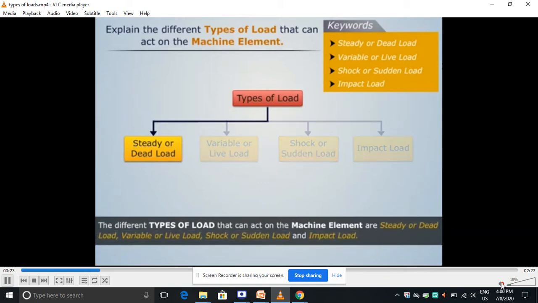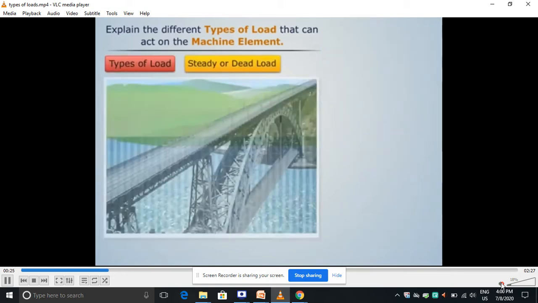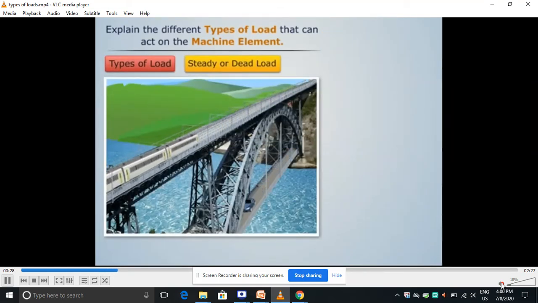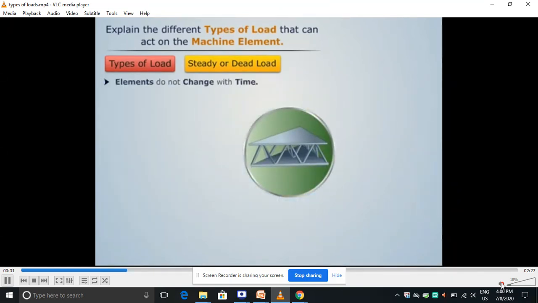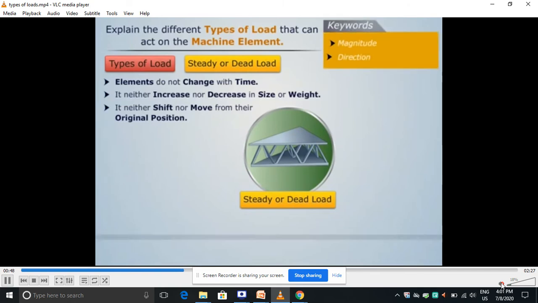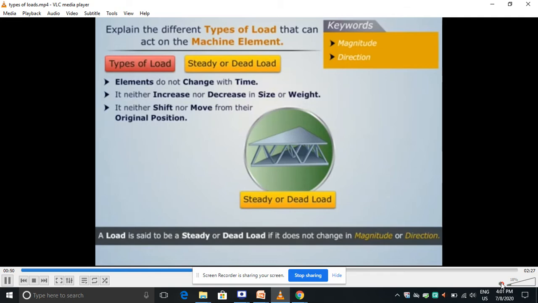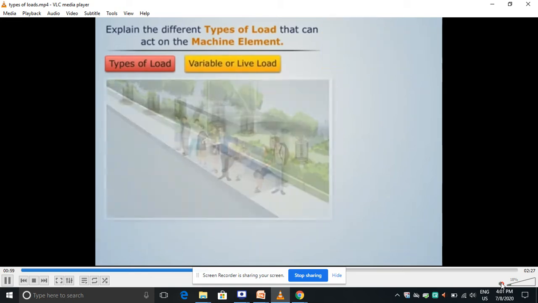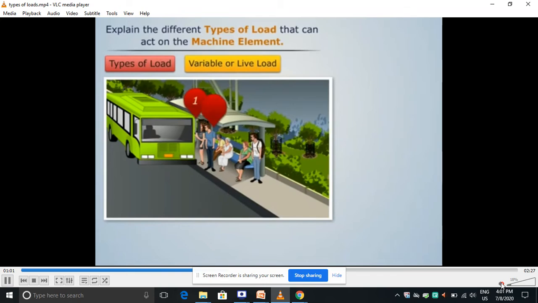See here, you can see the types of loads. Steady or dead load. If the bridge elements do not change with time, neither increase nor decrease in size or weight, and neither shift nor move from their original position because these are the structural ones, then you can call it steady or dead load. Next is variable load.